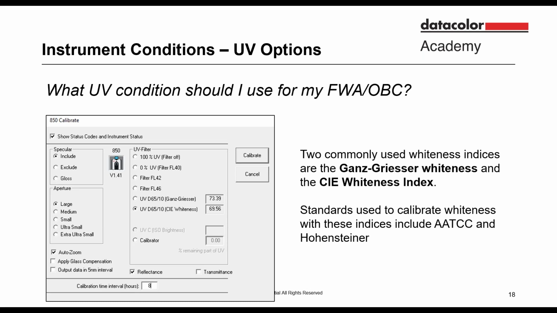CIE works with specular included. Ganz Griesser works with specular excluded. Again, whites are typically not evaluated in terms of color differences, delta E. They are evaluated more with whiteness and changes in tint.